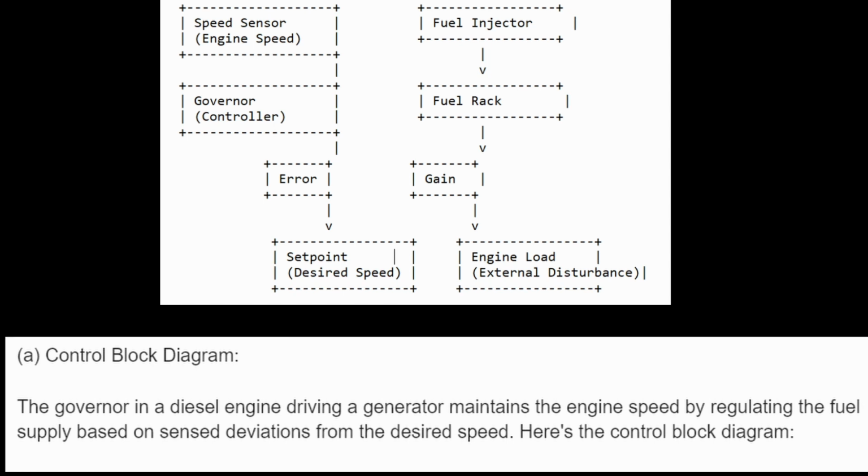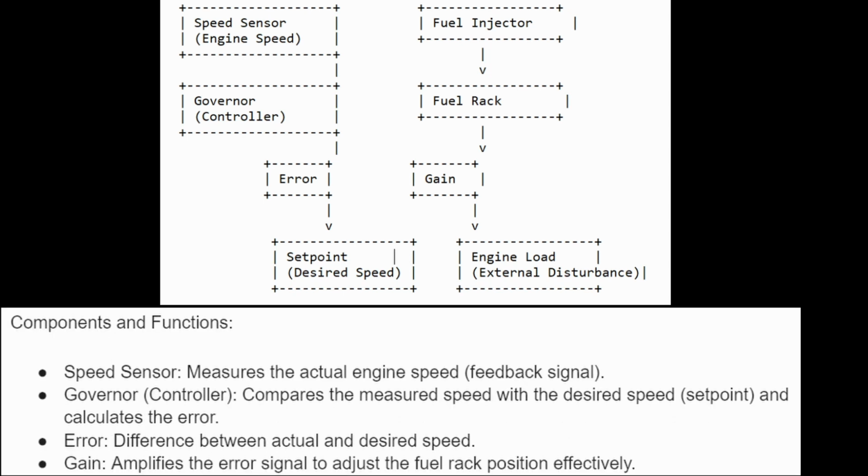Here's the control block diagram with its components and functions. Speed sensor: measures the actual engine speed, the feedback signal. Governor: the controller, compares the measured speed with the desired speed, the set point, and calculates the error. Error is the difference between actual and desired speed.